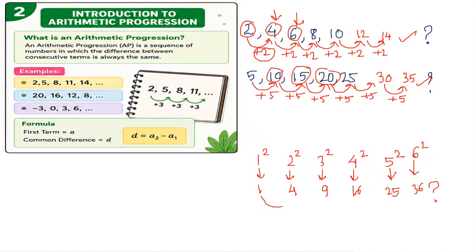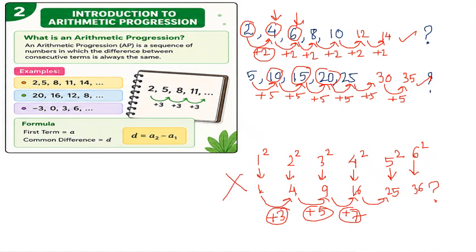Why? Because the difference between two consecutive terms will not be the same here. Let's check once. What is the difference between 1 and 4? It is 3. What is the difference between 4 and 9? It is 5. What is the difference between 9 and 16? That is 7. So in this case you will find that the difference between two consecutive terms is not fixed. So this one will not be considered as an AP.